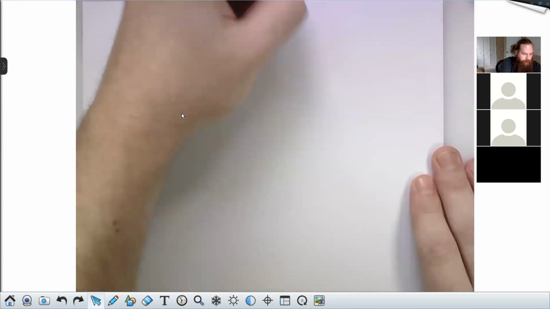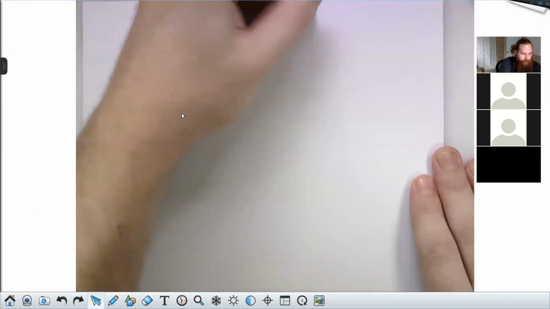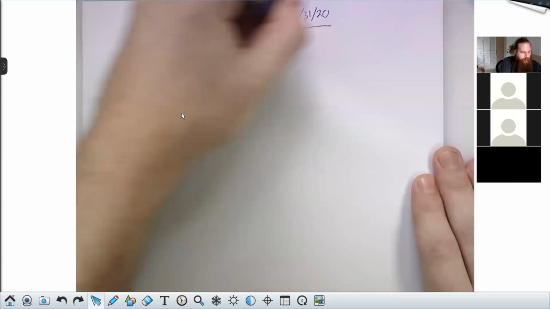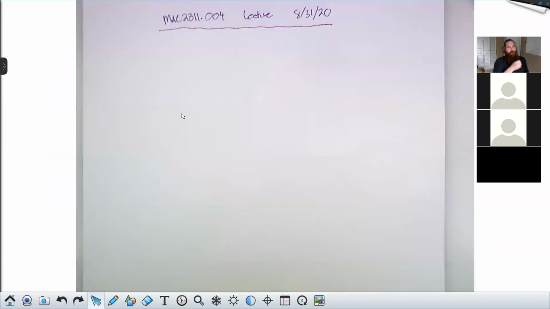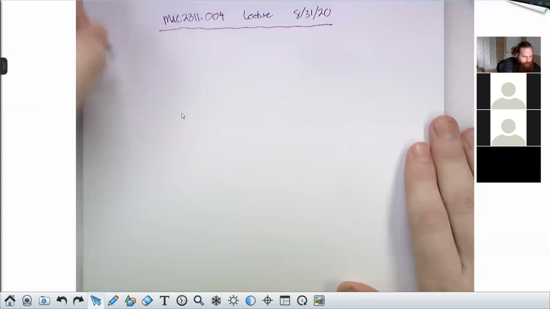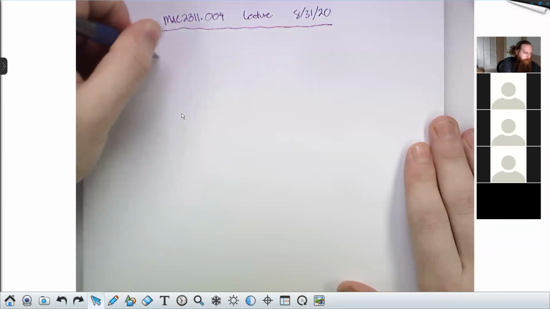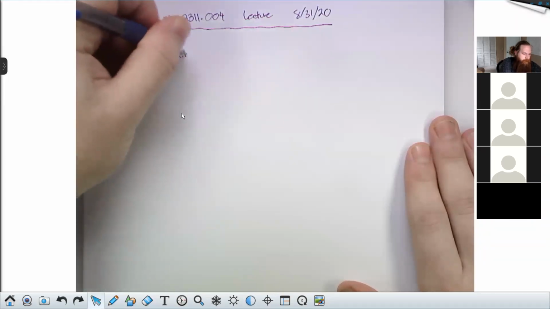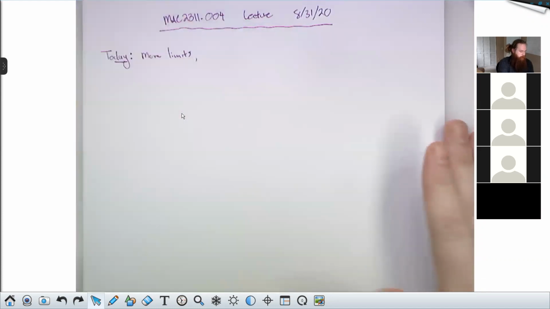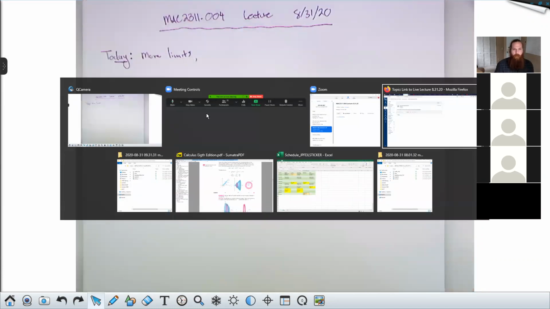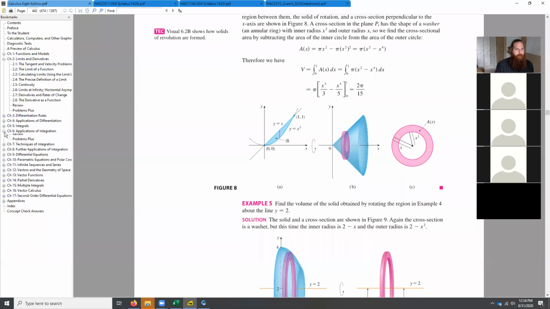So this is Calc 1. Today is the 31st. And today we're going to start talking about limits a little bit more formally. We'll start dealing with them algebraically. So today we're going to go a little bit deeper into chapter 2. Specifically, we're going to talk about sections 2.3 and maybe a little bit of 2.4 if we have time.